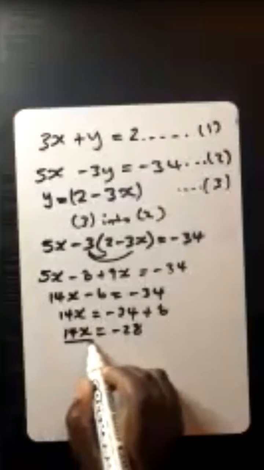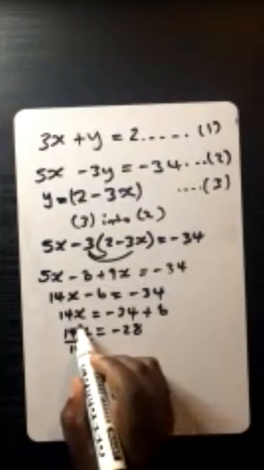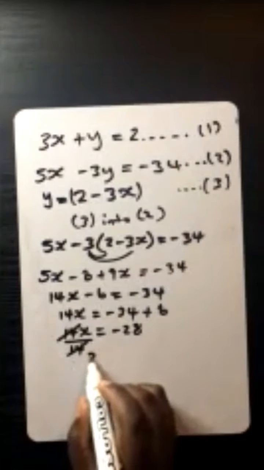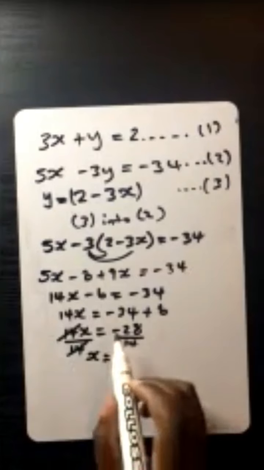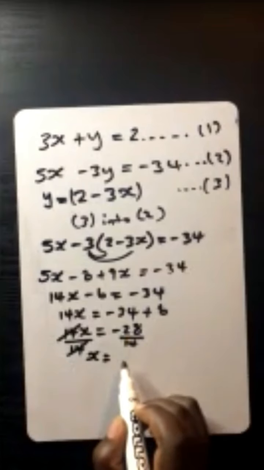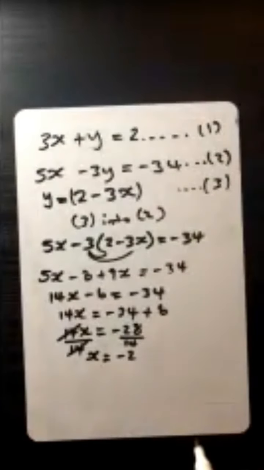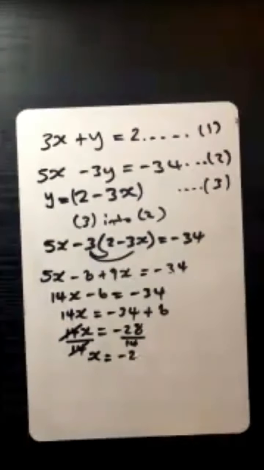So that means I need to divide by 14. Why 14? It's because I need to remove that 14 so that I just remain with x. What you do on the left, you do on the right. So your x value is equals to that divided by that. 28 divided by 14, oh no, it's 2. So my x value is equals to negative 2, because when you punch it on a calculator, it gives you negative 2.